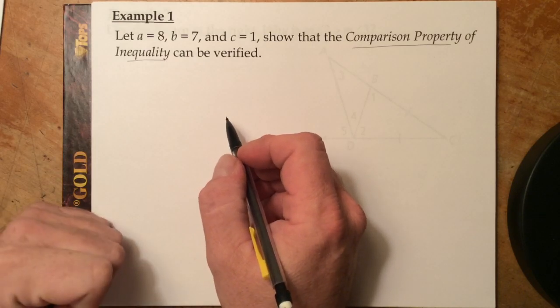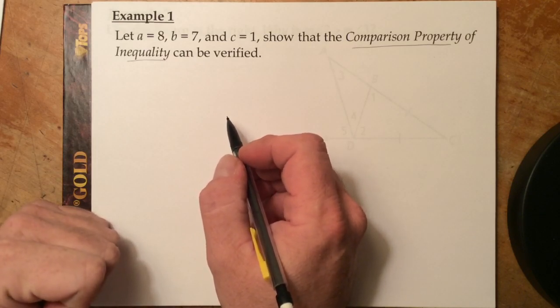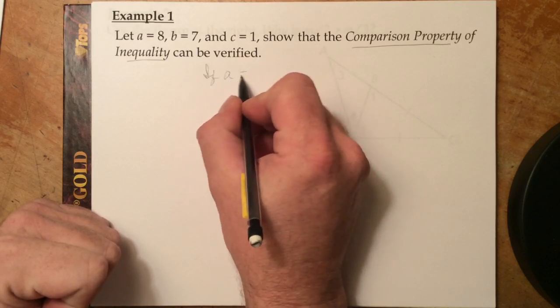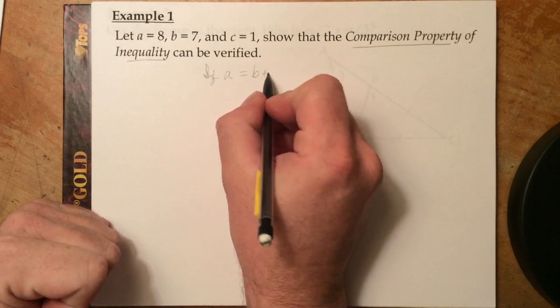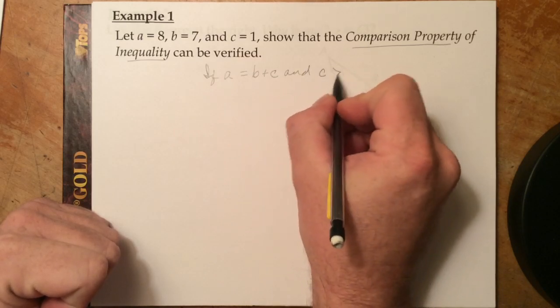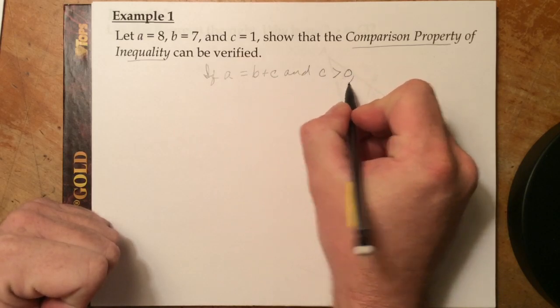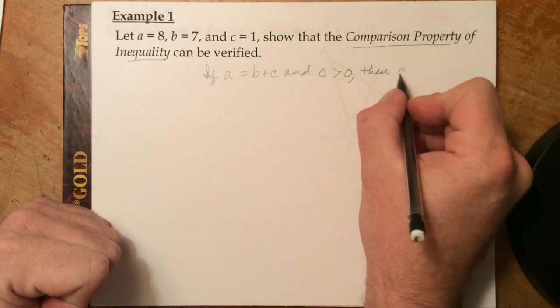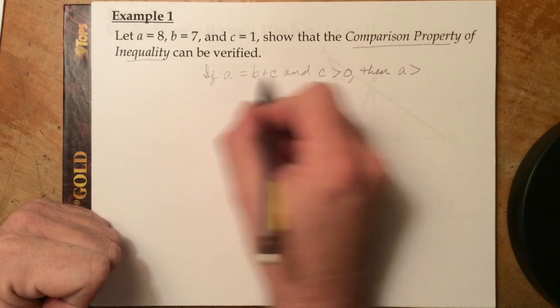Reviewing the comparison property of inequality, which says if a number A equals the sum of two other numbers, B and C, and the second one of those numbers, C, is greater than 0, then A must be greater than B.